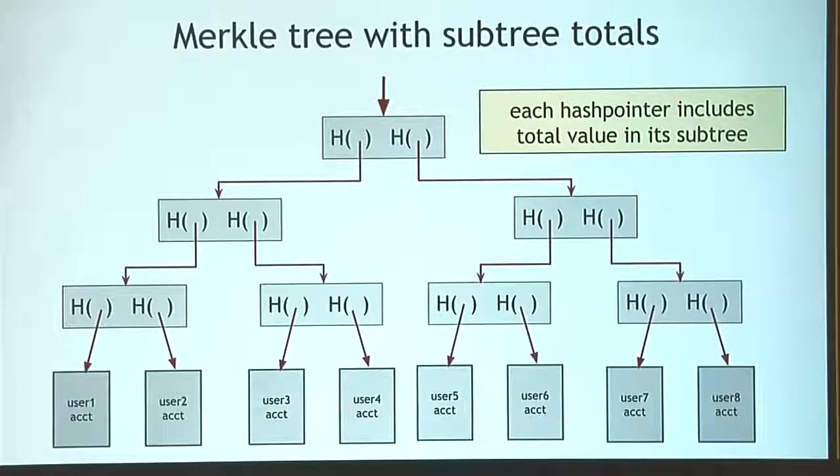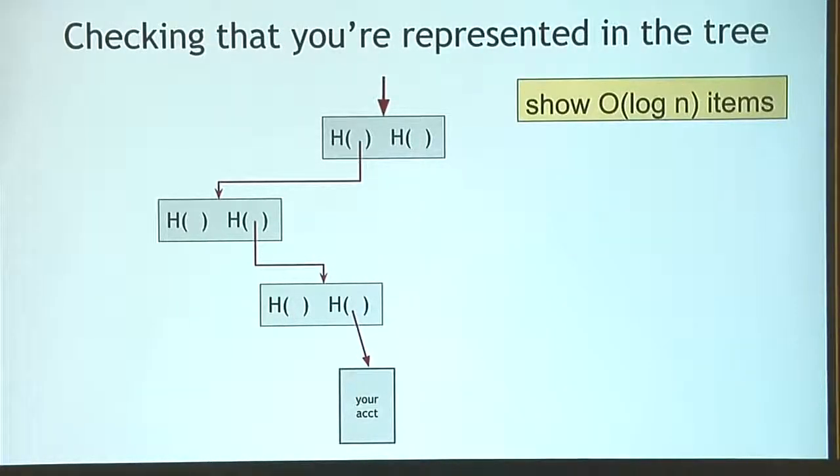Okay. Now each customer can then go to the organization and say, okay, prove it to me. Prove that my account is included in your tree. And so I can go to the exchange, I can make that demand, and they can show me this partial tree. I can see that up here the hash pointer is the same hash pointer that they signed.